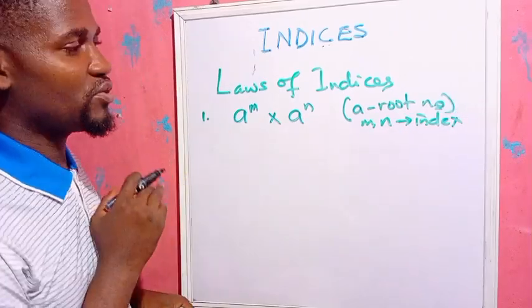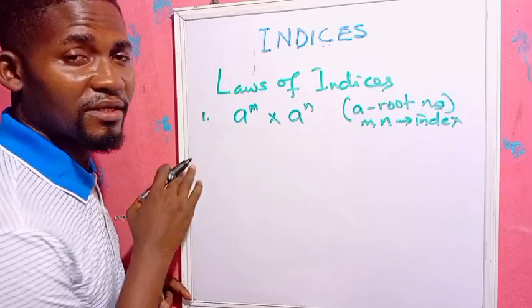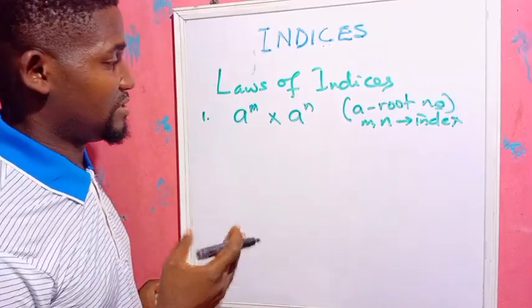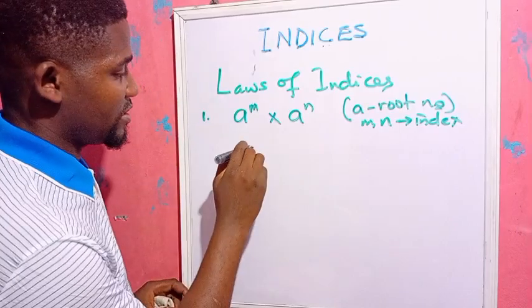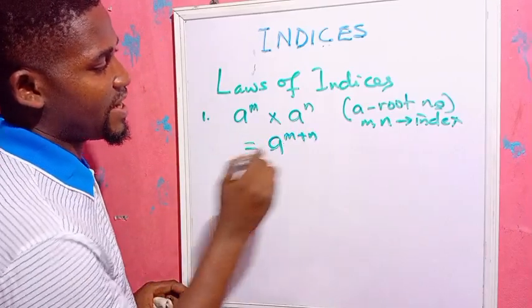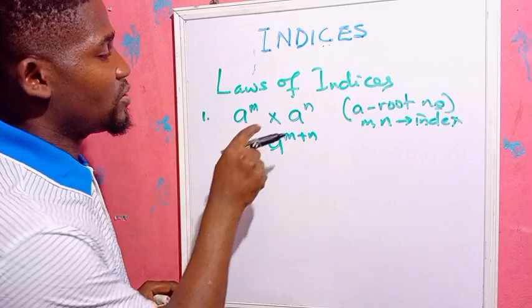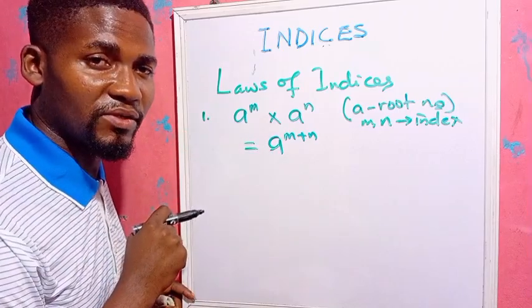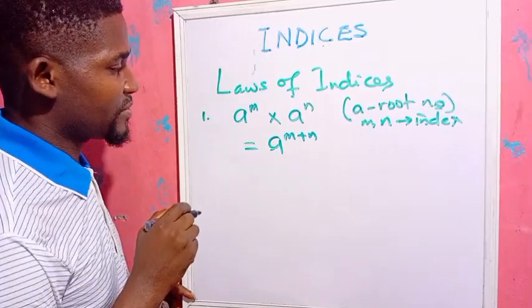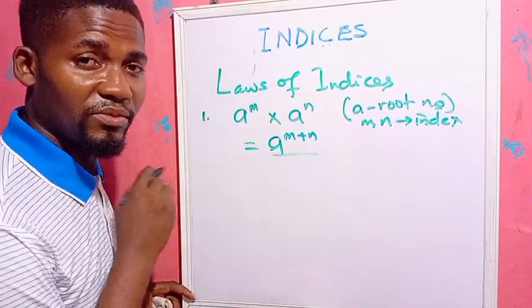Now, in such a situation, since the base numbers or root numbers are the same, we can pick just one. This can be simplified to give us a raised to the power m plus n. That is to say, when we are multiplying in indices, we have to add the index numbers. Take note of that. So this becomes the expression that we will have.